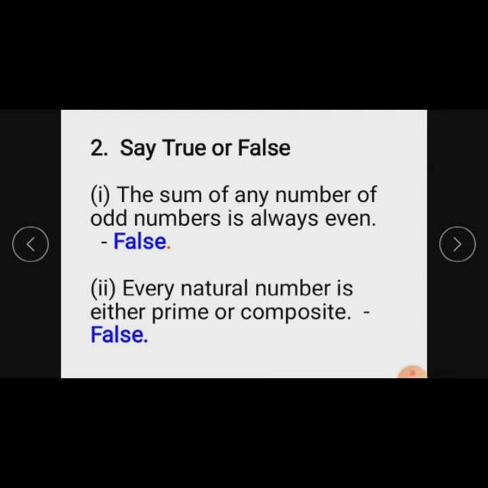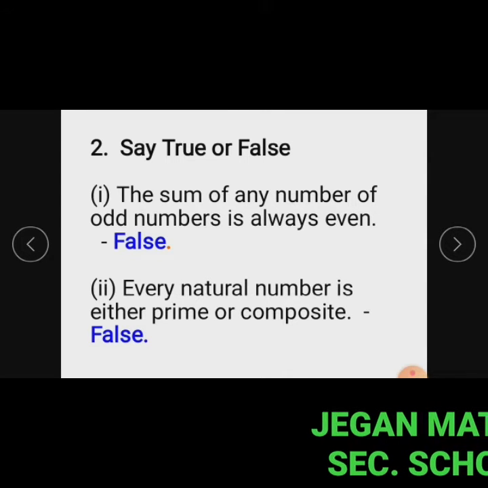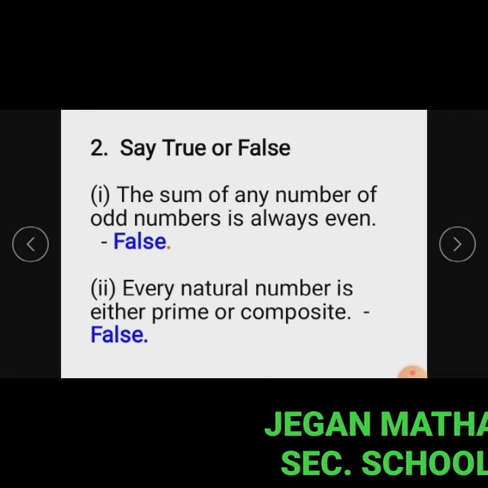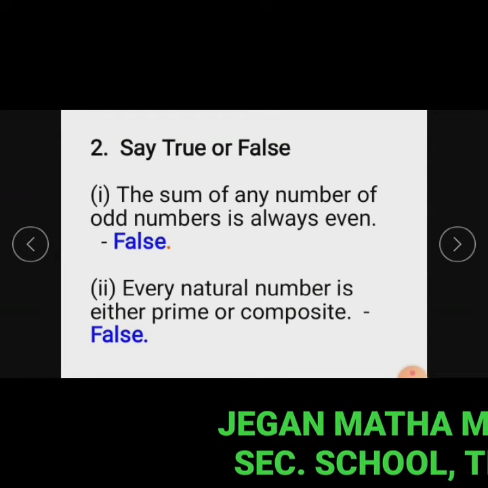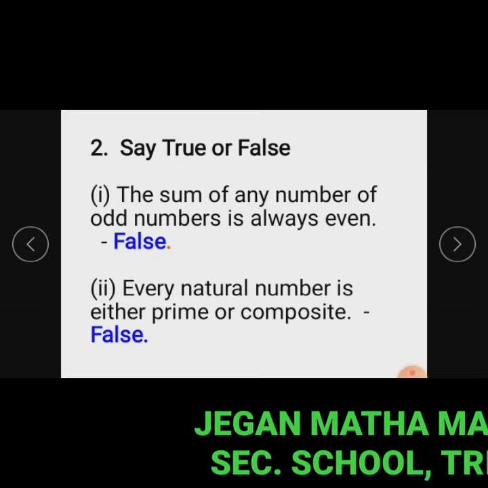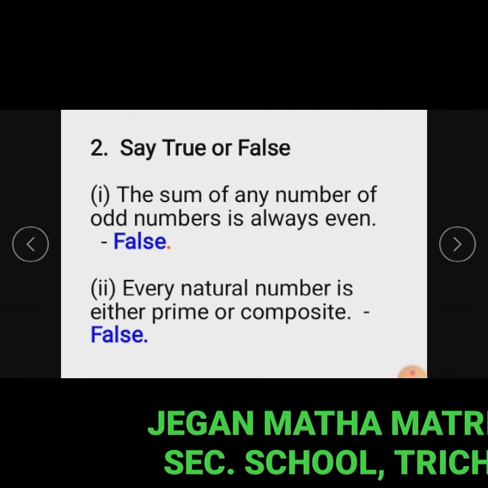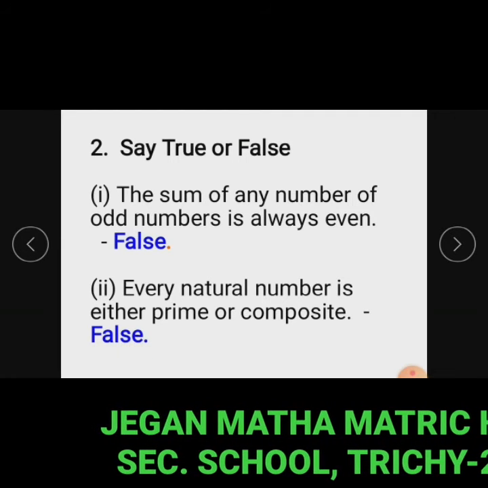Question number 2. Say true or false. Subdivision 1. The sum of any number of odd numbers is always even. False. The sum of any number of odd numbers is even or odd. So the statement is false. Subdivision 2. Every natural number is either prime or composite. Answer is false.